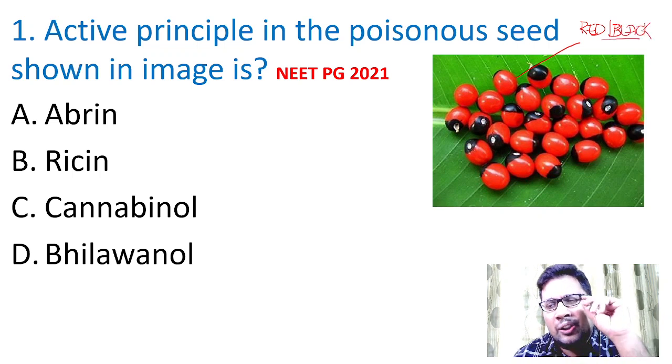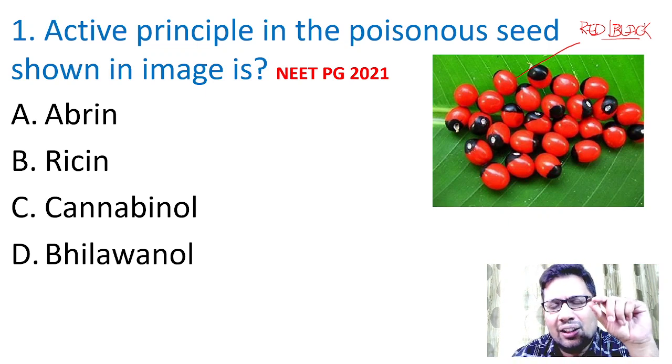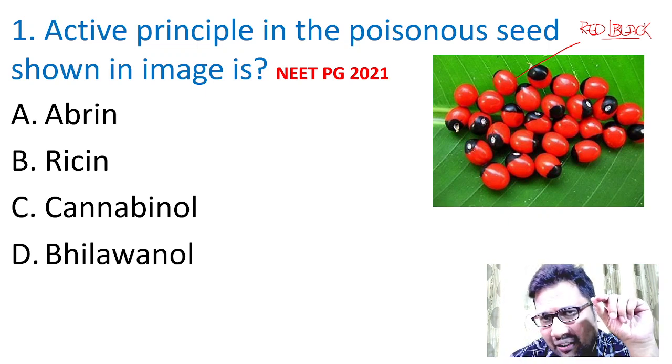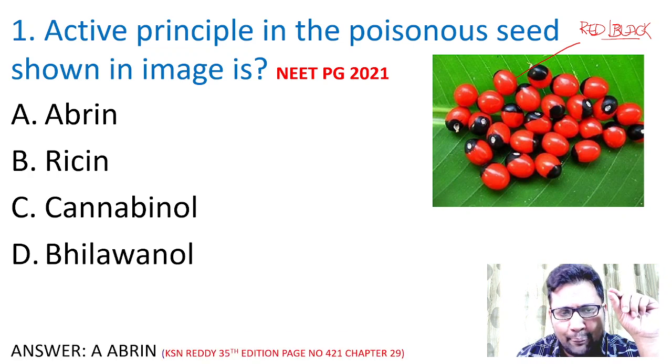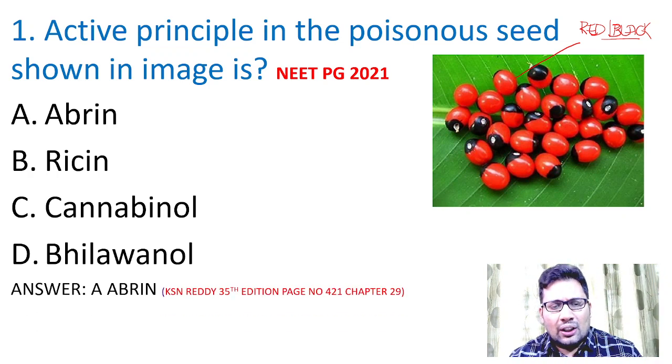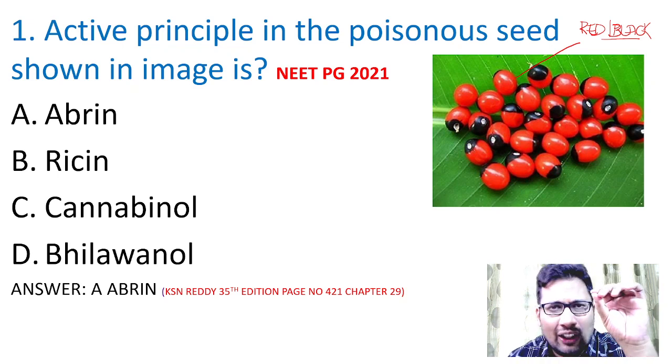So whenever a question asks about an image with red and black color seeds, it must be rati seed, that is Abrus precatorius seeds. So the answer for this question is Abrin. According to KSN Reddy 35th edition, page number 421, chapter 29. This topic is very commonly asked, so let me discuss all the important images asked in the exam.